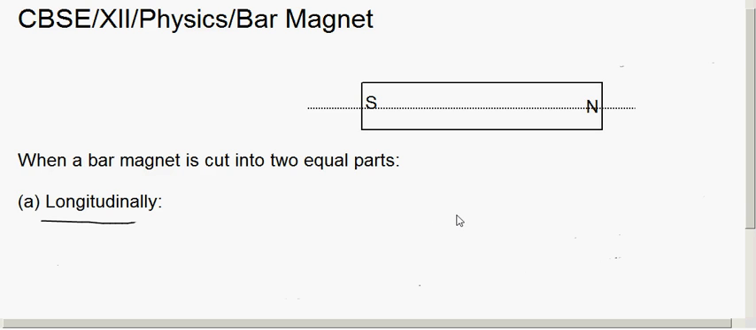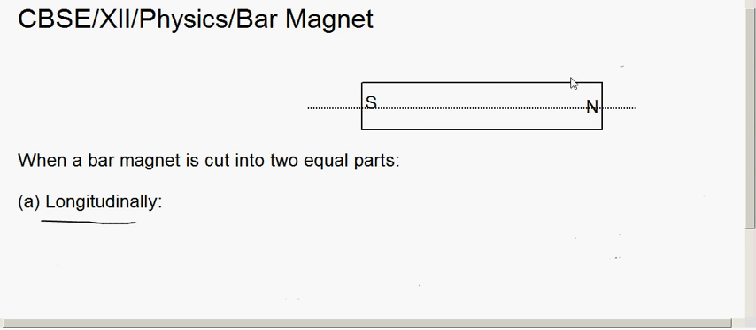In this class, we will continue our discussion about the bar magnet. We were learning about the properties of a bar magnet. Now we'll see what happens if we cut the bar magnet into two equal parts. When I say cutting the magnet, there can be two cases. One is as shown in the figure, that is longitudinally. Another one is laterally, like if you cut it in half in this way. That I'll show you later. First we'll see what happens when it is cut longitudinally.